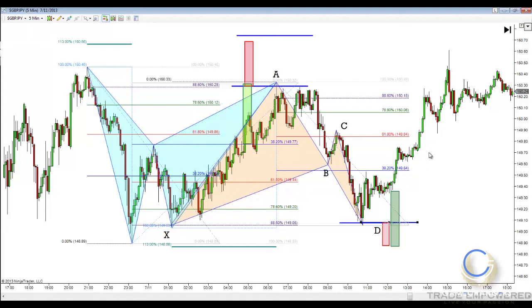That's the bat pattern. You can see why it's one of my favorites. Again, it's not the most popular out there. We don't see it as much as the cipher pattern, but it offers a very good risk reward. And well, when you find one, you need to take advantage of it.